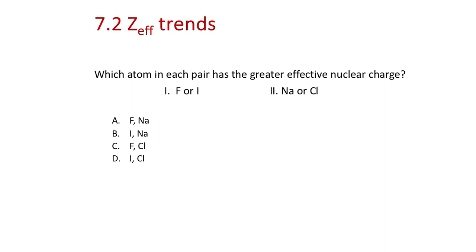All right, so what do we think here? What do you guys think? I think it could be fluorine, but I'm not sure about the other one. So effective charge increases from top to bottom. That's one thing we have to remember: effective charge is going to be the highest at the bottom of a group. So iodine is going to be higher, and then it increases from left to right. So effective nuclear charge increases from top to bottom and left to right.